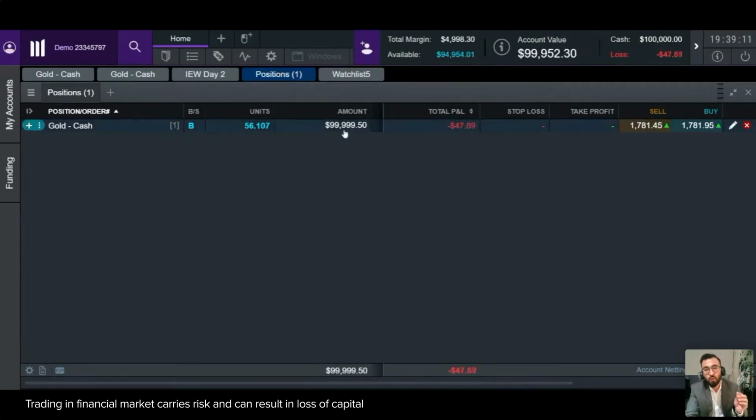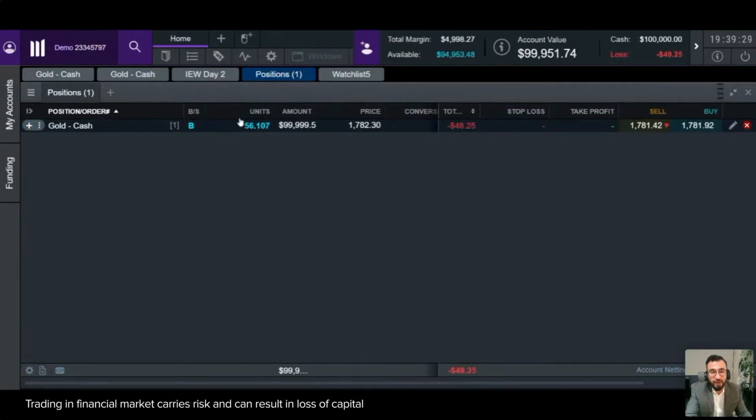56 ounces worth $100,000. What total profit and loss do you have right now? What I see, I have a loss of $48, $49. It's a notional loss because it keeps moving. If you expand your columns, you'll be able to get further information like what price you purchased at, what is the margin blocked, how much margin is blocked, everything.